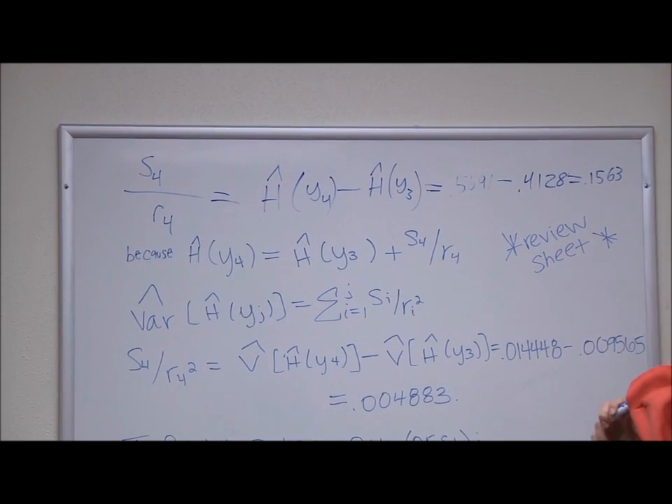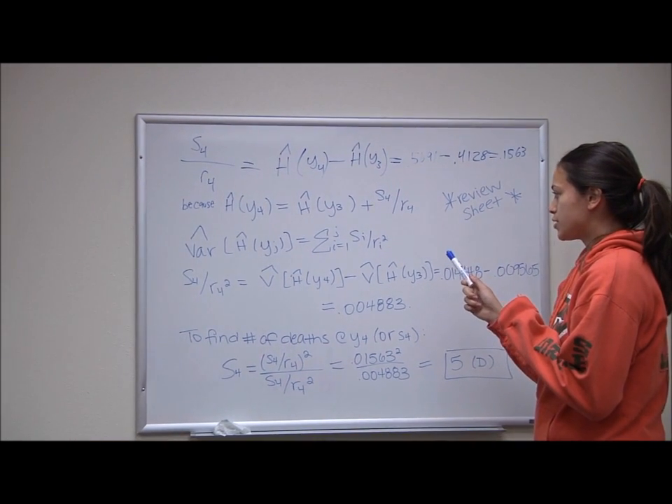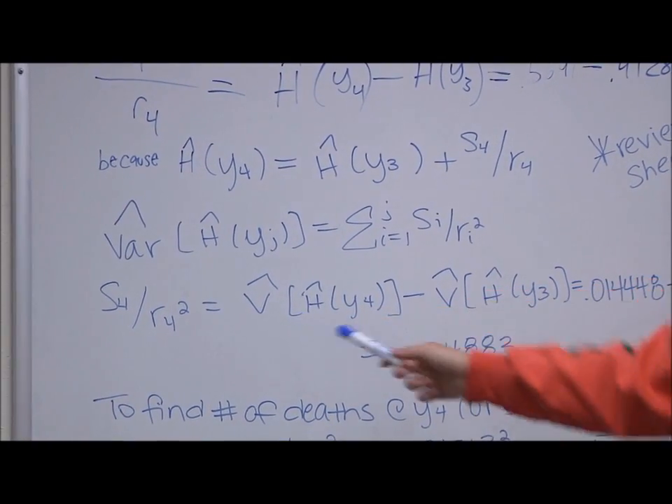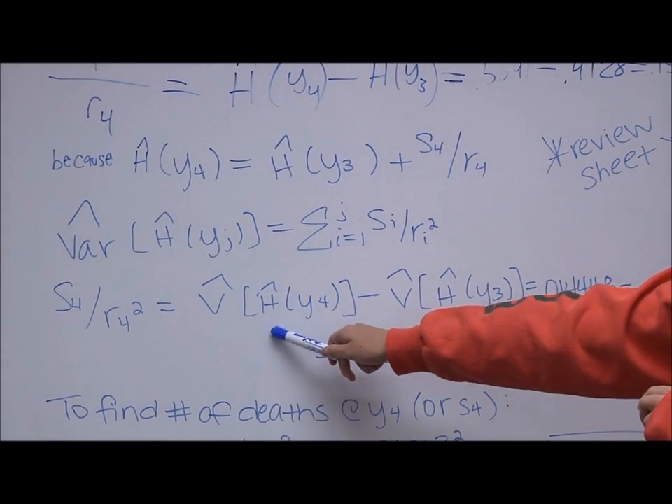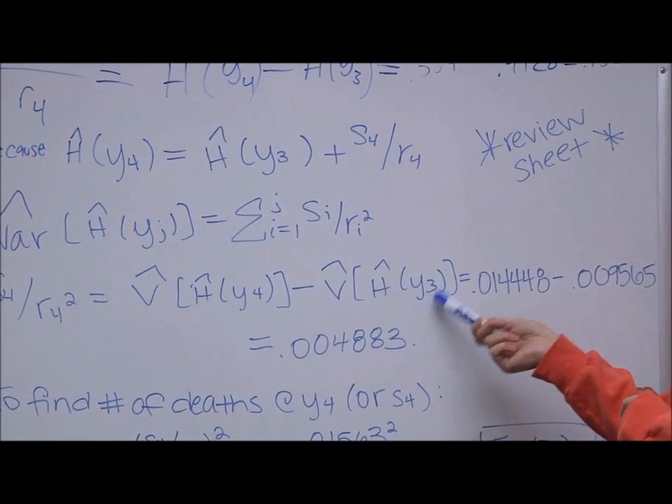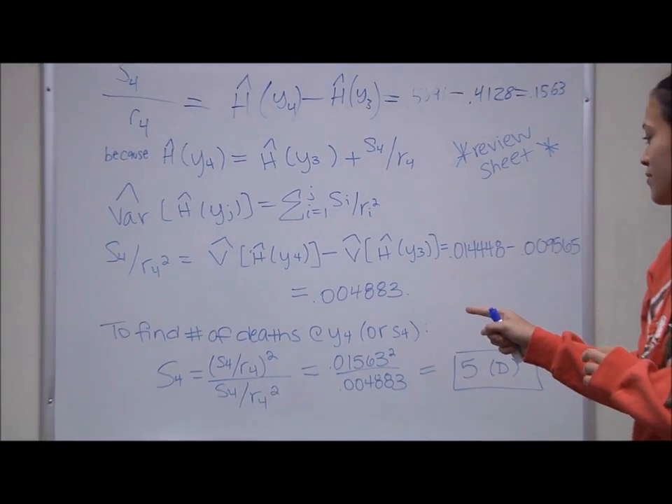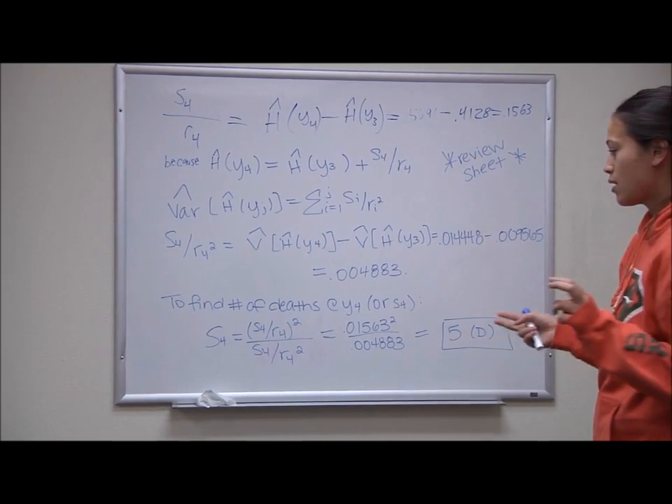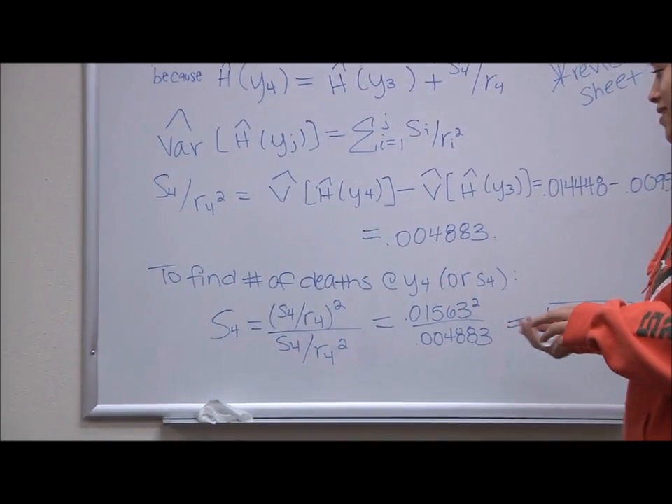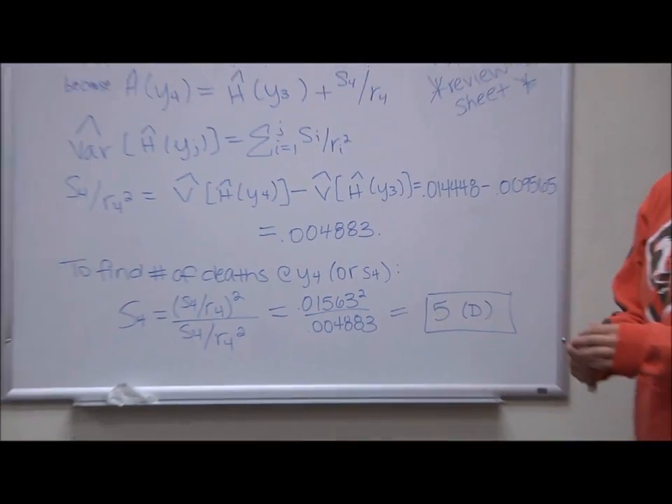So then we're looking for the estimated variance, and that is going to be the summation from i equals 1 to j of S_i over R_i squared. So then we have S4 over R4 squared, and it's going to be the estimated variance of the hazard rate at y4 minus the estimated variance of the hazard rate at y3, and that gives us 0.004883. And then to find the number of deaths at y4, or S4, it's going to be S4 over R4 divided by S4 over R4 squared. And that's going to give us 5, and in the multiple choice, that's answer number D.